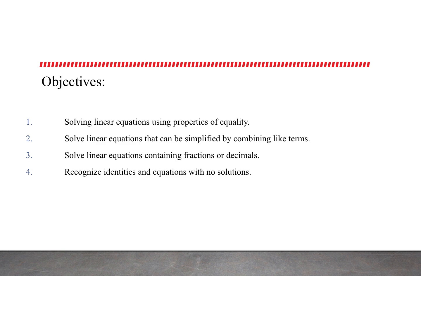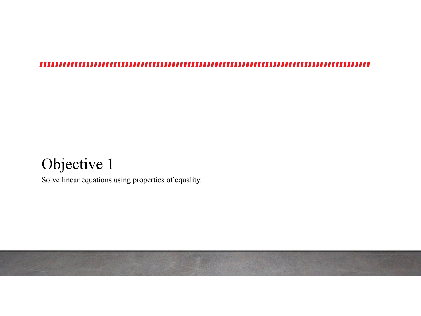Number 2, we're going to solve linear equations that can be simplified by combining like terms. Number 3, we're going to solve linear equations containing fractions or decimals. And number 4, we're going to recognize identities and equations with no solutions. So the first objective we have is we're going to solve linear equations using the properties of equality.